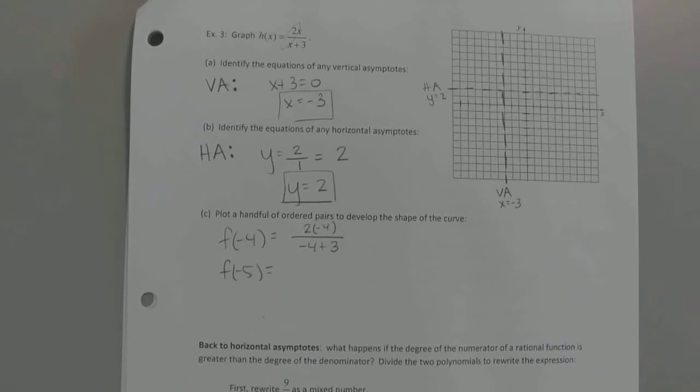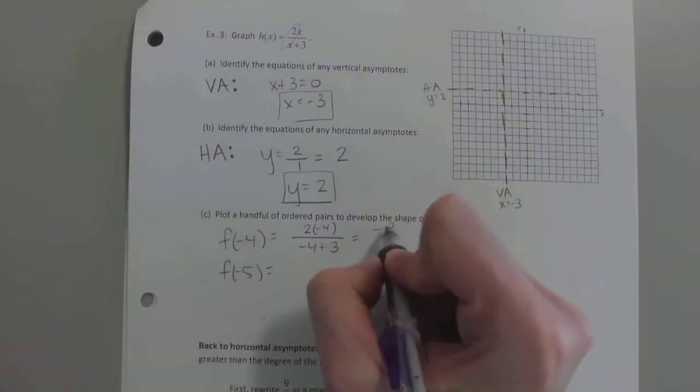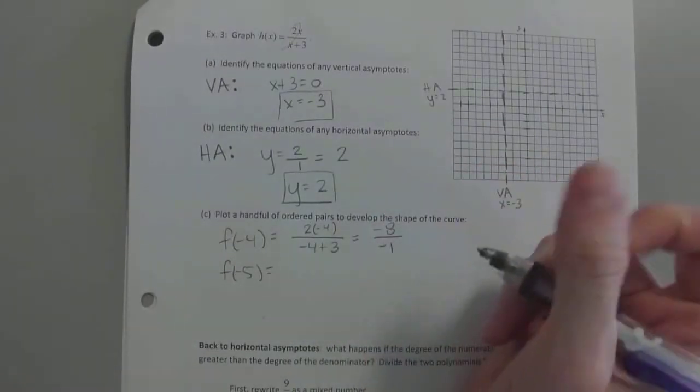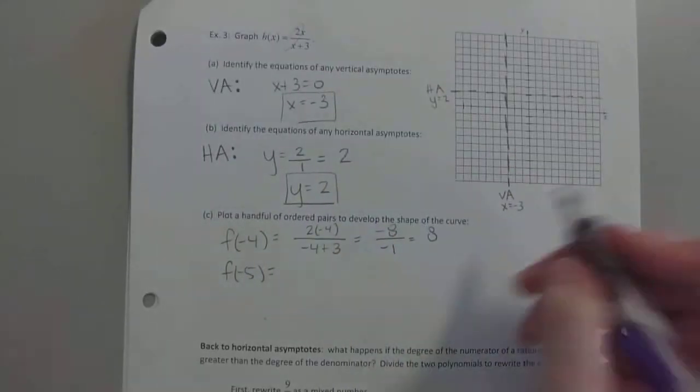Just plugging it into our function: 2 times our x of -4 all over -4 plus 3. So this is something where you're going to want to do it step by step: figure out your numerator first, figure out your denominator, and then divide. Because if you don't have parentheses in the right exact spots, your calculator is going to calculate it wrong, okay?